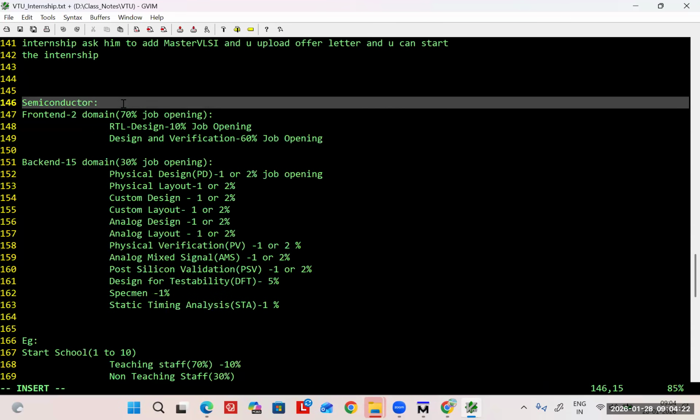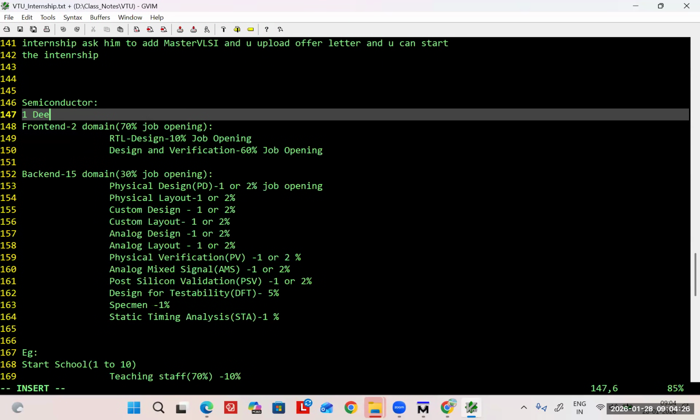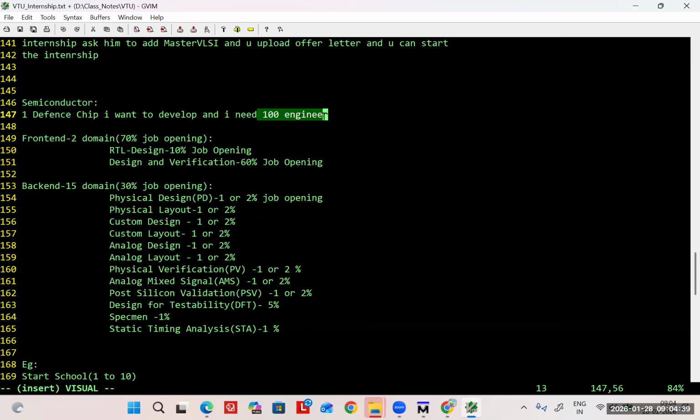Now imagine I want to manufacture one chip, one defense chip I want to develop, and I need 100 engineers. Of those 100 engineers, 70 engineers I will take for the front end, and almost 30 engineers I'll take for the back end. Clear? Out of your 70 engineers, 10 engineers I will take for the design part, and 60 engineers for verification. The rest of the domains I will take for 1 or 2% only. Hardly I need 1 or 2%. That's it. Not beyond that at all.